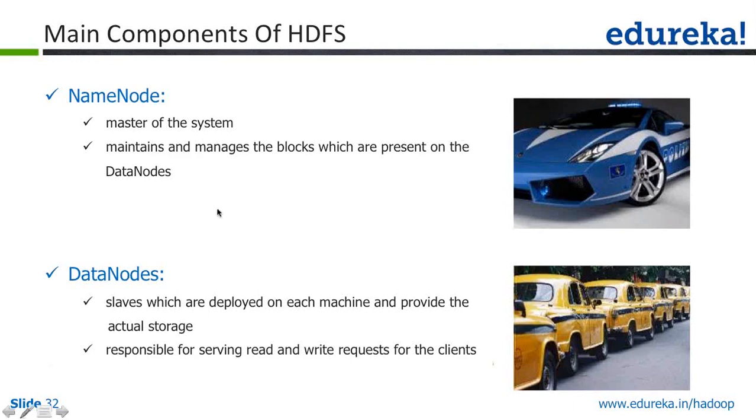Now, what is a data node? As we said, commodity hardware, and you can look at this analogy. These will be like these Ambassador taxis. You don't worry about the reliability. These will be huge, cheap machines which can be commodity hardware.